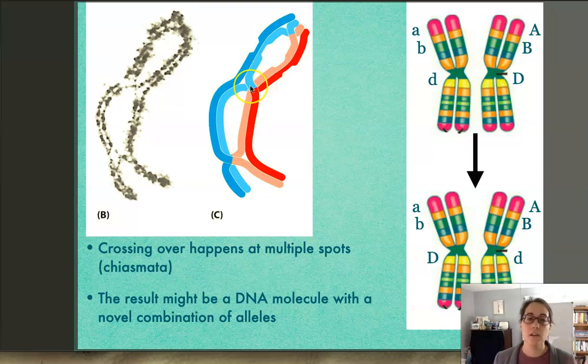Although the closer together two loci are, the less likely you are to get a crossing over event occurring between them. So if we were looking at a locus right here and a locus right here, it's not very likely that a chiasma is going to form between those two because they're very close. If you're looking, on the other hand, at a locus way up at the top and a locus way down at the bottom of the chromosome, it's very likely that there are going to be chiasma forming between those two and crossing over events.